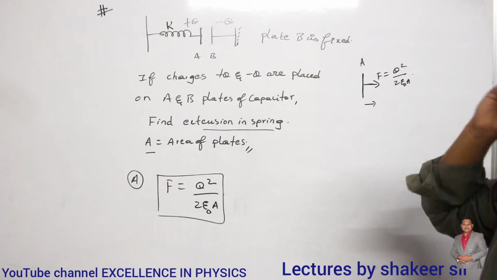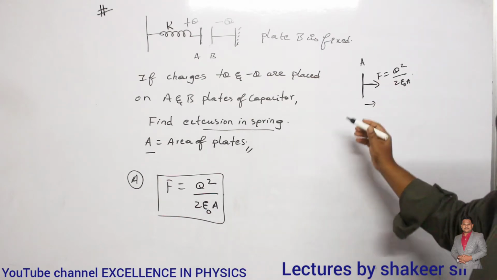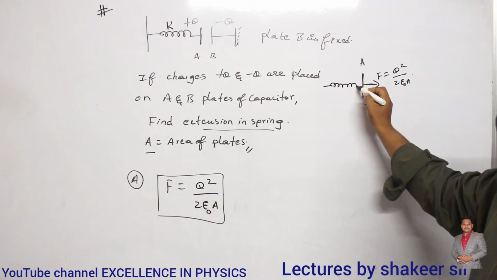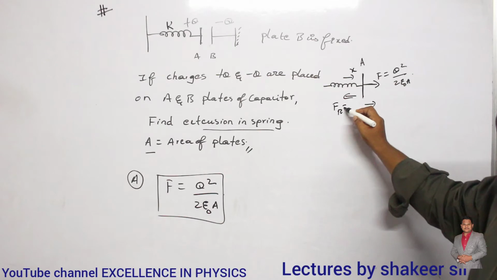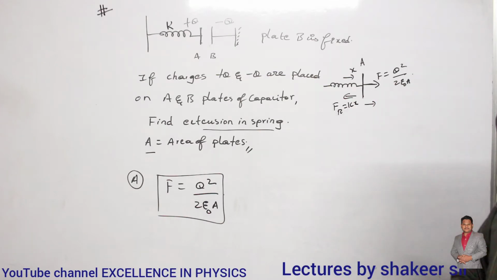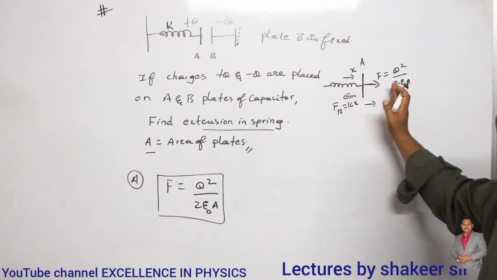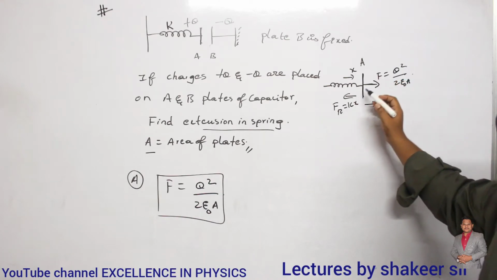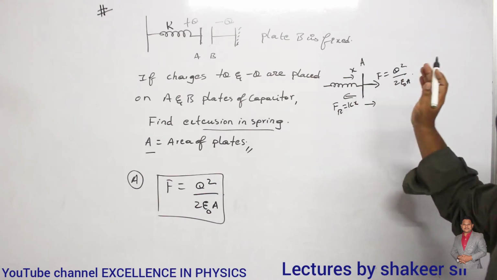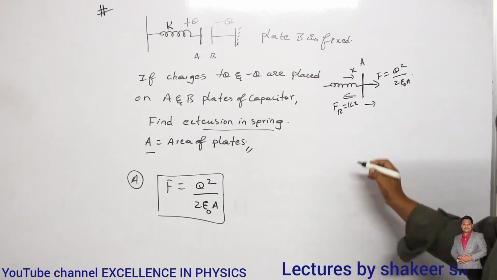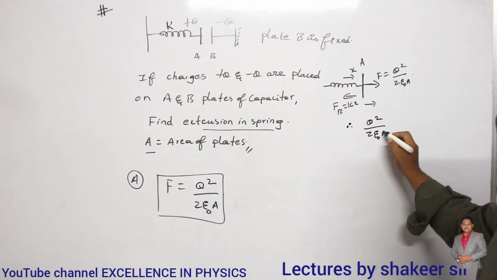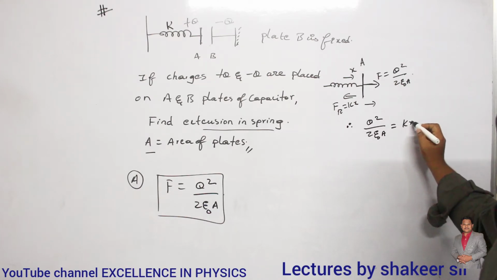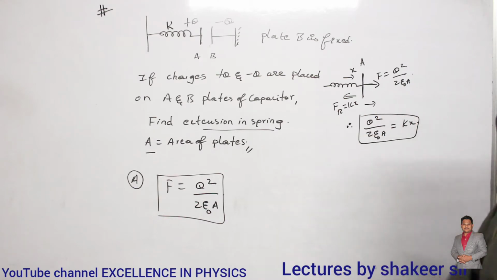When a spring elongates, it develops a restoring force. When elongation is in this direction, a restoring force Fr equals Kx, and it will be in the opposite direction. Clear? So this plate will move until this force and this force become equal with each other, and the plate remains in equilibrium. So what is the force of attraction? Q square divided by 2 epsilon naught into A. Until this becomes equal to the restoring force, the spring elongates and then it is going to stop.